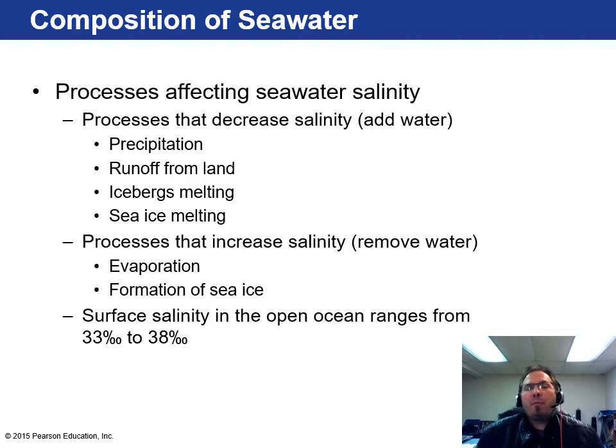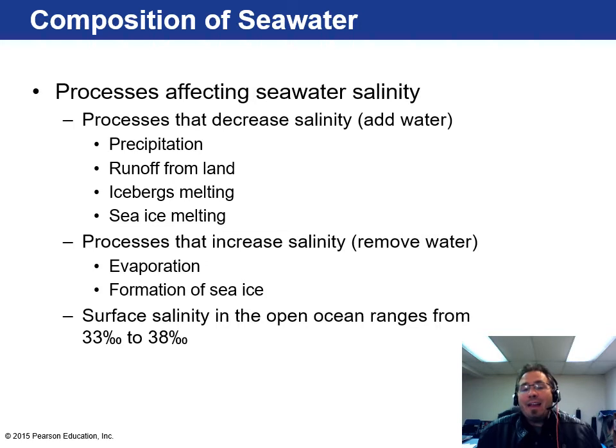Now, there are different processes that decrease the salinity, things like precipitation. If you add fresh water, you're going to take away from the salt water. That makes sense, right? Runoff from land. Again, the water coming off the land is not salty. It's fresh water. So you're sort of diluting the ocean in that little region right there. I mean, you're not going to dilute the entire ocean. Icebergs and sea ice melting. Obviously, that adds a ton of fresh water to the mix.